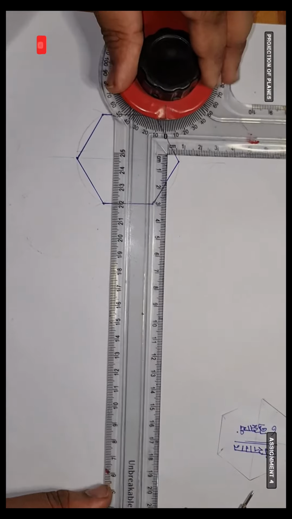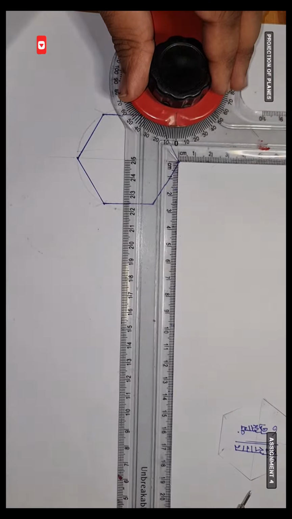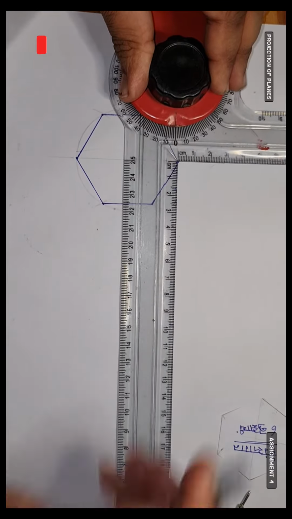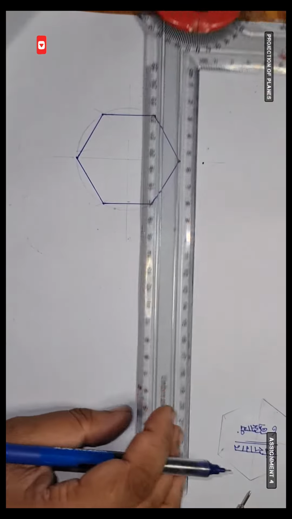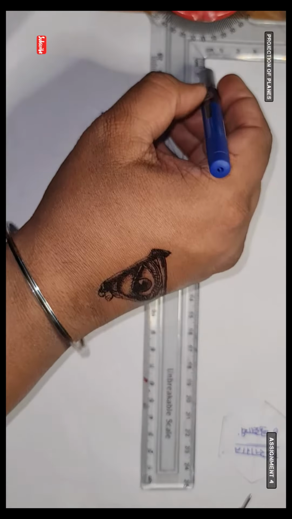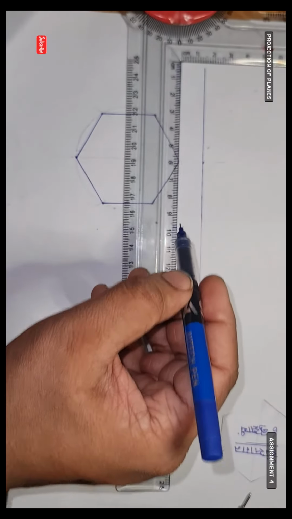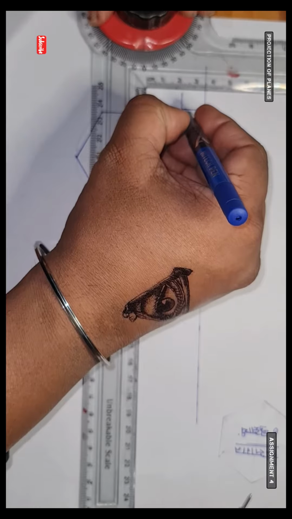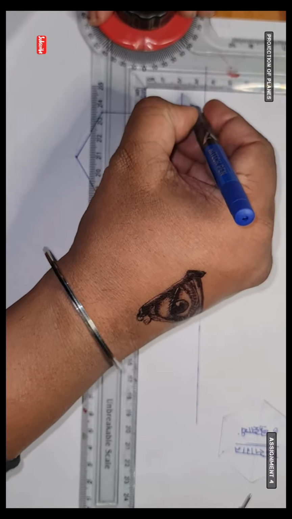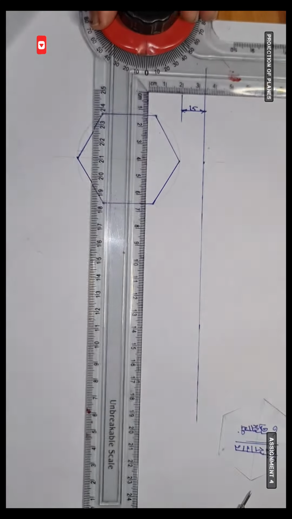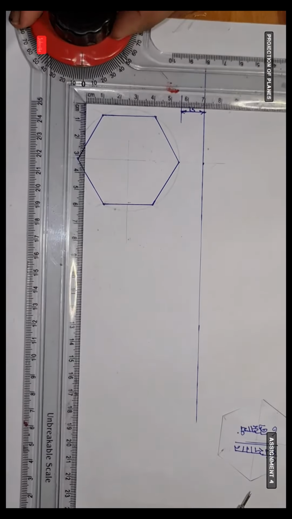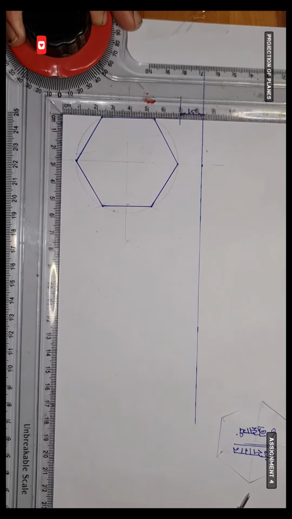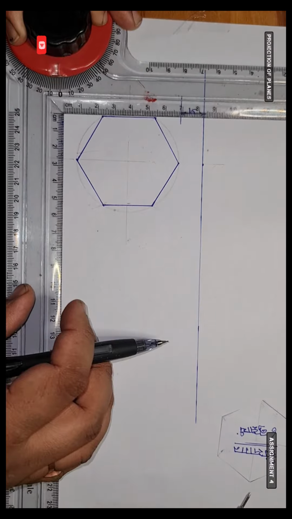You need to maintain a 15 mm distance from XY line. Then you take a 15 mm distance like this, and then you make an XY line, because it is given that you have to maintain this distance of 15 mm from XY line of this apex. Now you lift these points to make its front view.